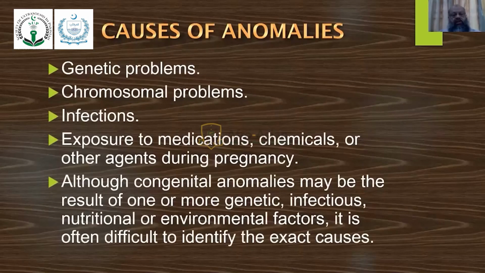Causes of anomalies. There are different causes. The main causes are genetic problems, chromosomal problems, infections, and exposure to medications, chemicals, or other agents during pregnancy. Although congenital anomalies may be the result of one or more genetic, infectious, nutritional, or environmental factors, it is often difficult to identify the exact causes.